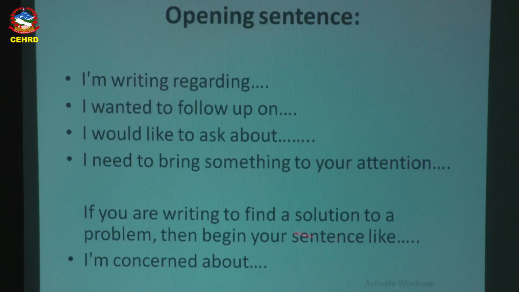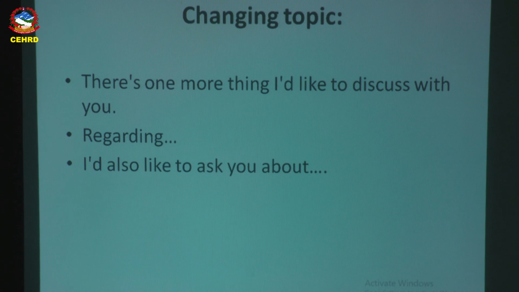So if you are writing to find a solution to a problem, then begin your sentence like, I'm concerned about. This is also another way you can write. But it is not the one and only way of writing. Changing topic means, suppose you talked about one problem in one paragraph, and you still have some more things to tell, or in another paragraph you want to deal with something else. Then what do you write? There is one thing more I would like to discuss with you. Then you can just tell the problem. Regarding that, I would also like to ask you about, then you write the problem, right?